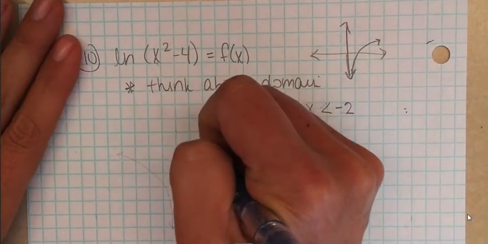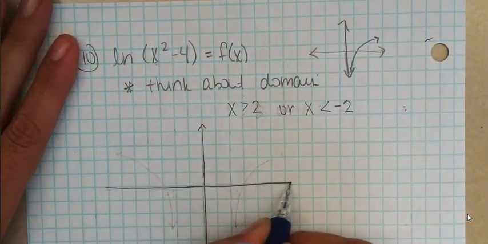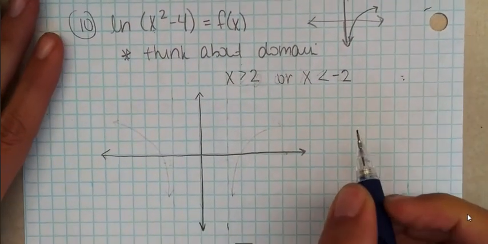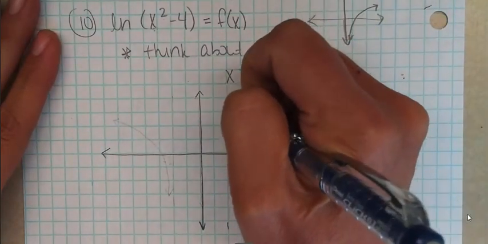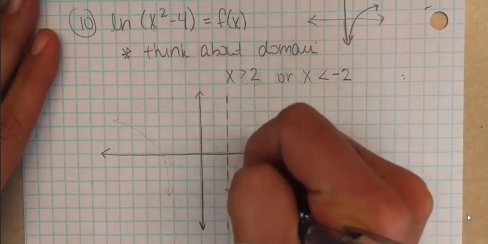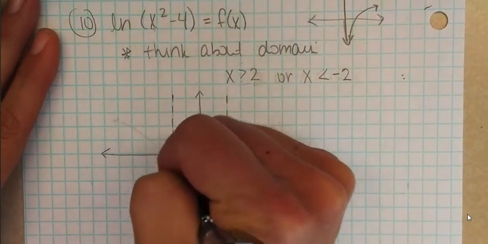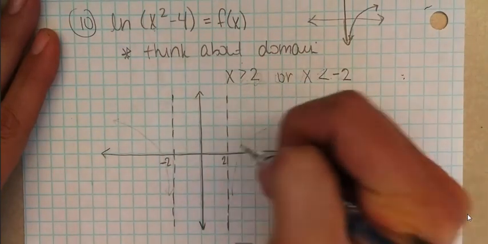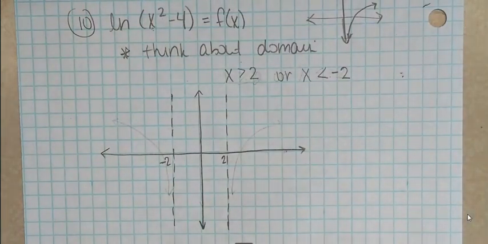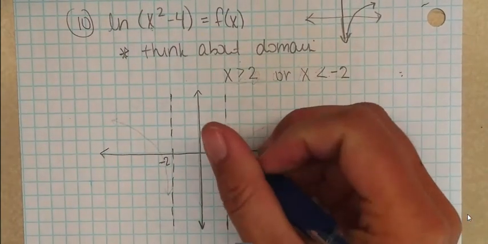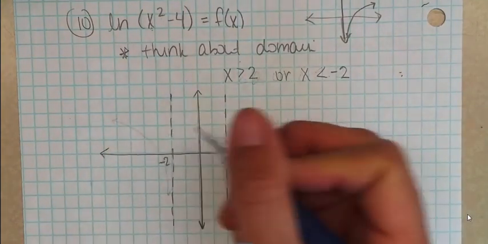Okay, now the graph of this is a little bit crazy. But basically what we have here is we have asymptotes at x equals 2 and x equals negative 2. And then what we have is this logarithmic graph that basically goes just like a regular logarithmic graph, but then it gets reflected on the other side.